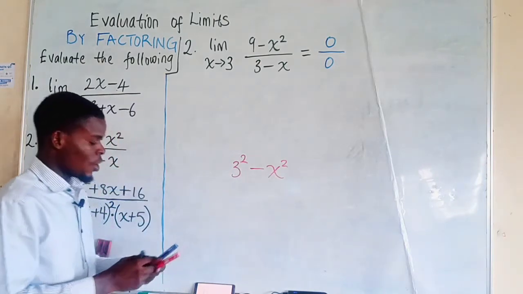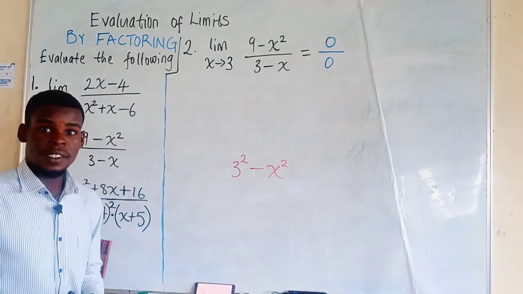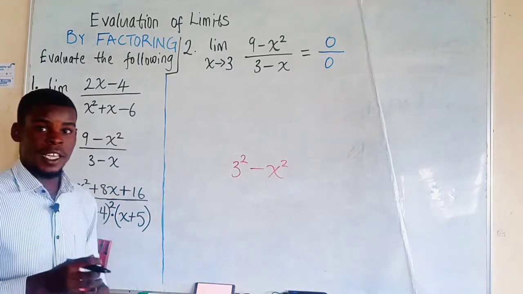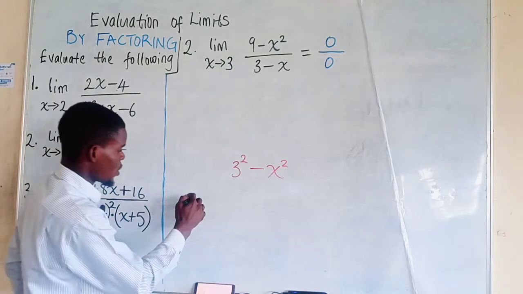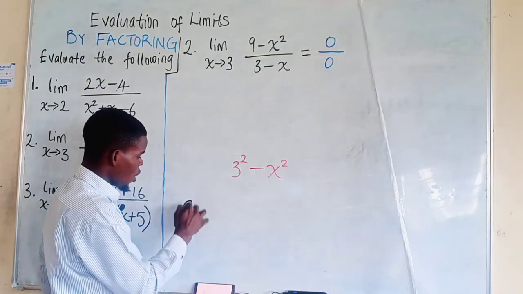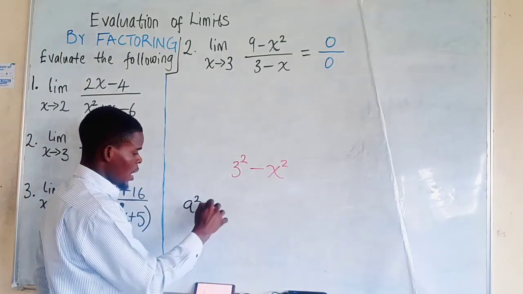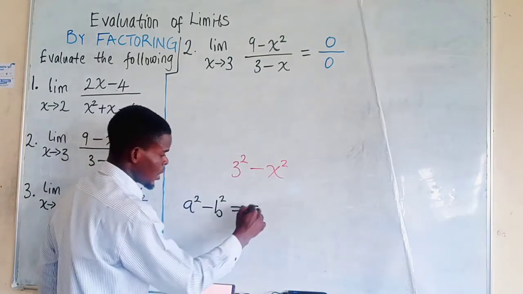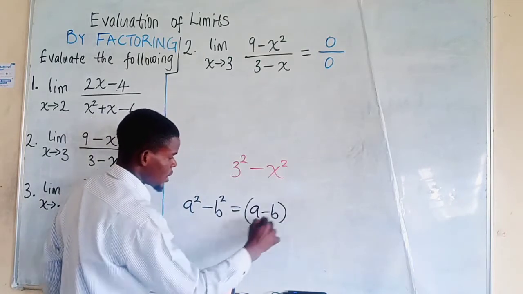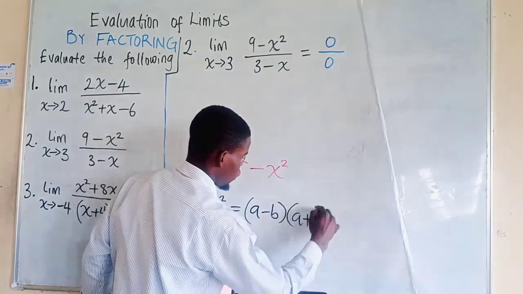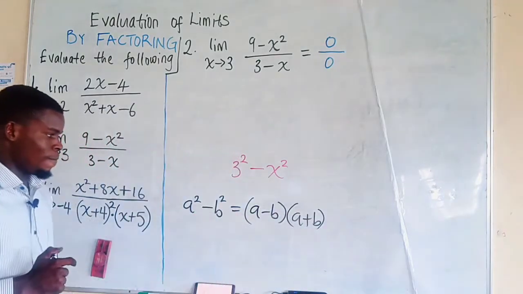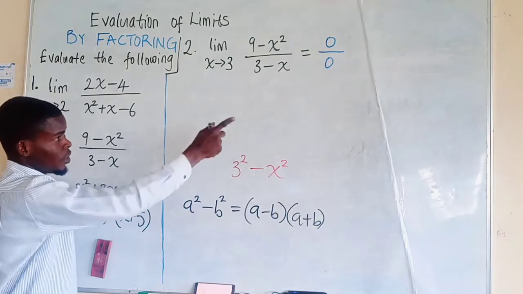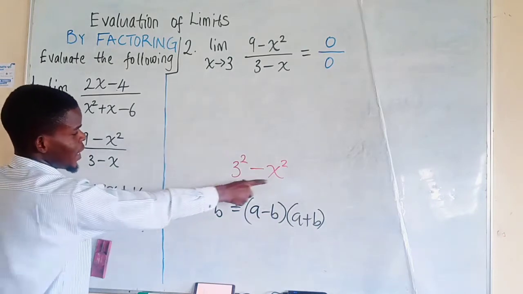When we have that, this has a very nice, or a very standard expression of factors. Now let me give you in a general form. If you have a number a squared and a number b squared, then we can factorize this to get a minus b times a plus b. Good. So I'm just going to apply this there, using 3 and x.